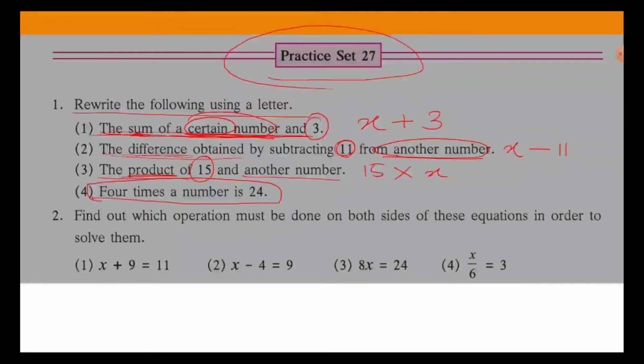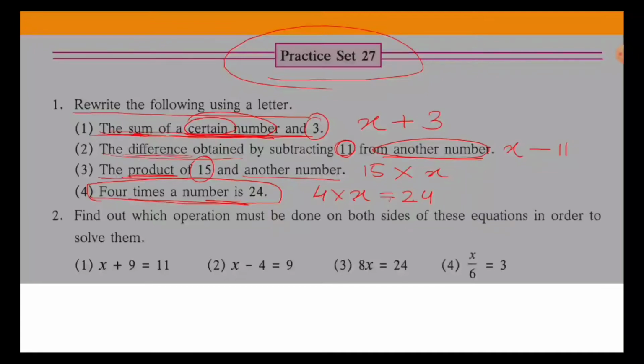Okay, 4 times the number is 24. That means 4 multiplied by another number. 4 times the number is 24, like this. Okay, this is the equation: 4 times another number is 24. Okay, let's see the second one.